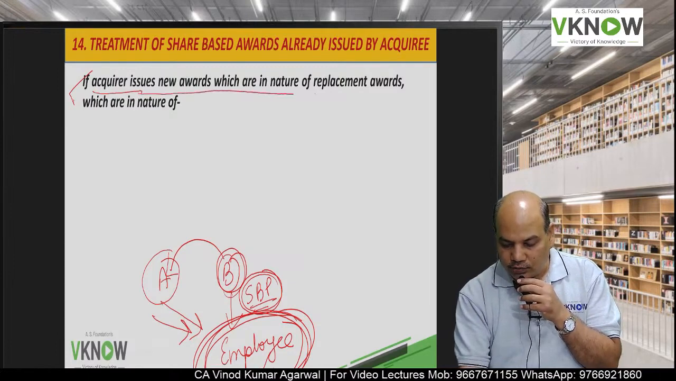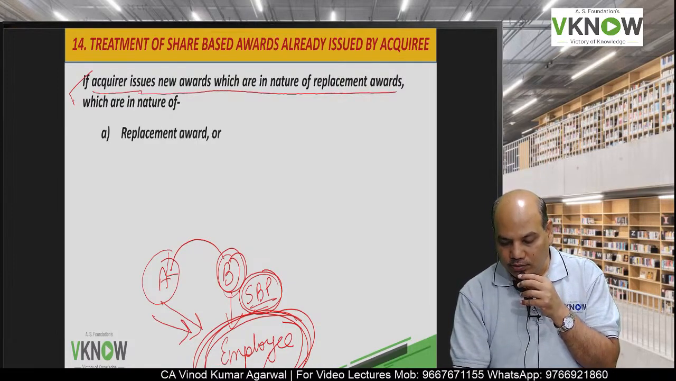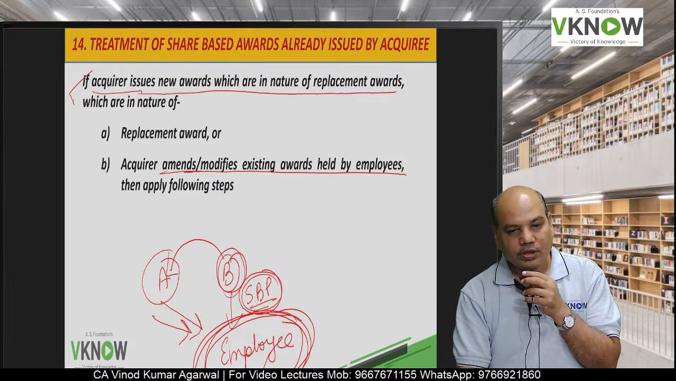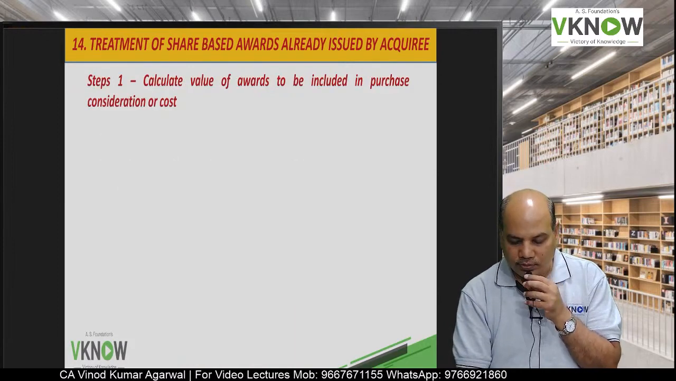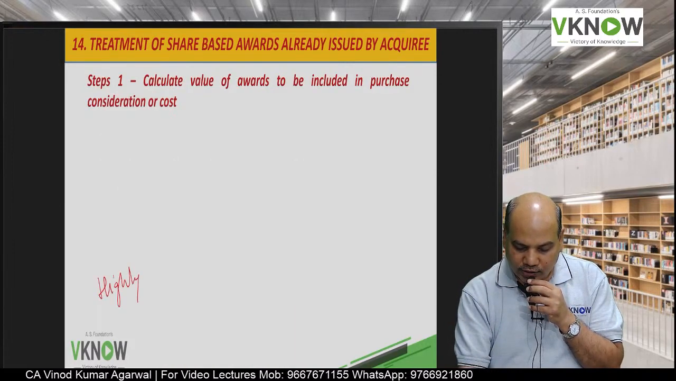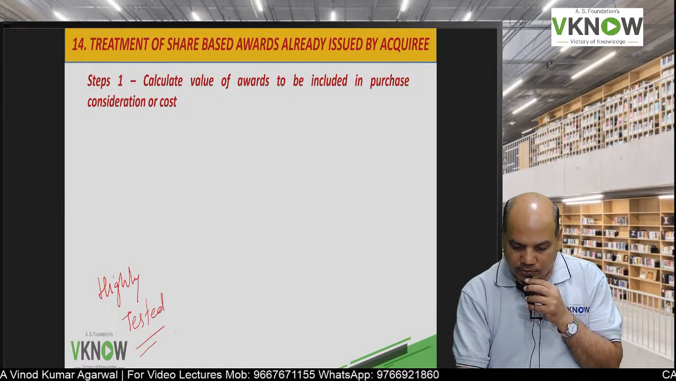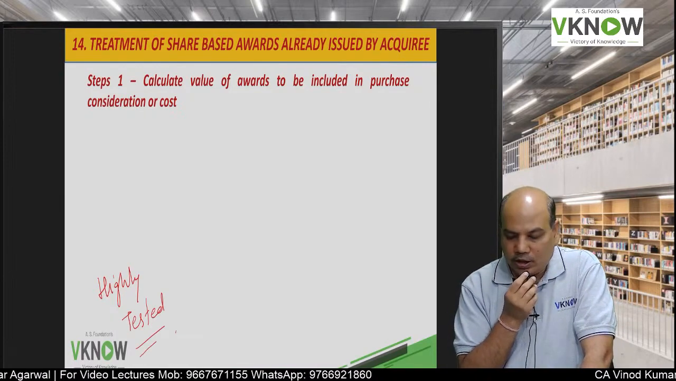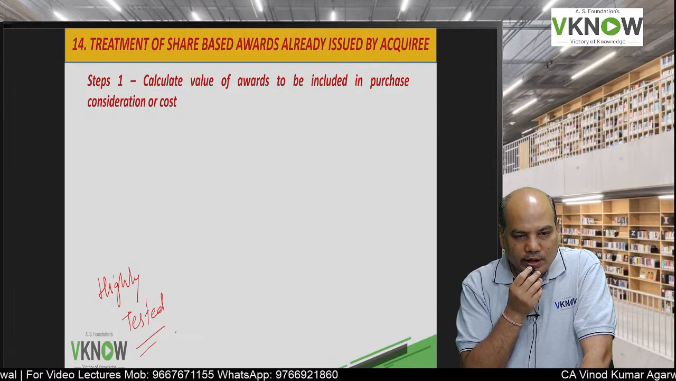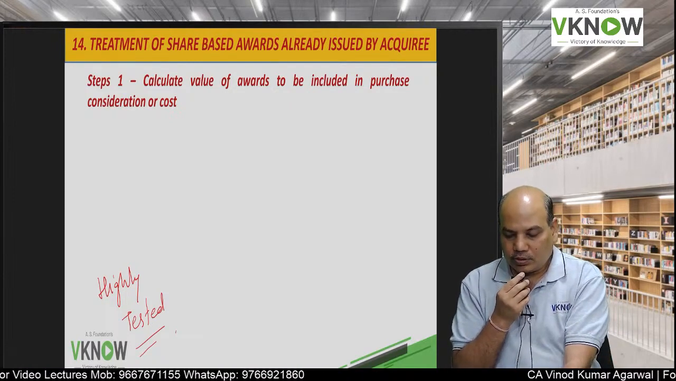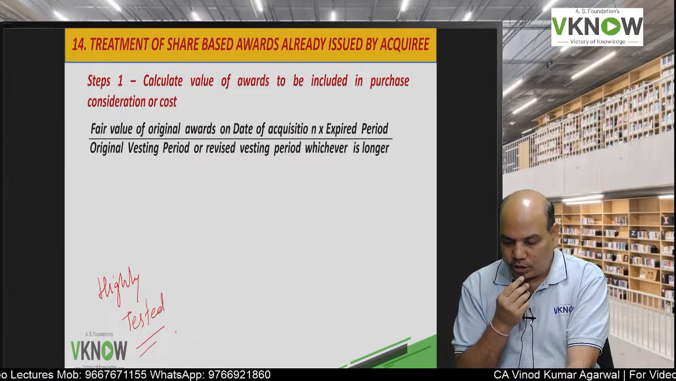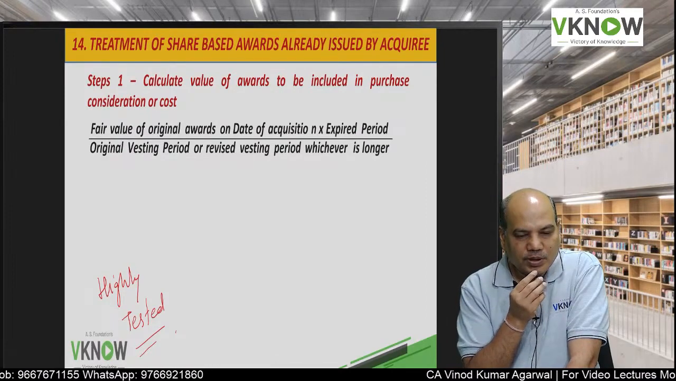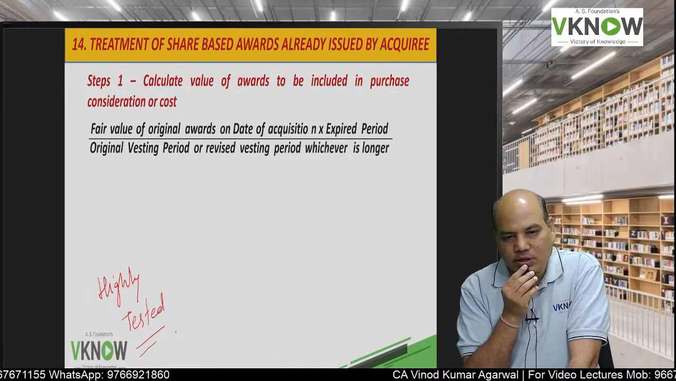So if it issues new award which are in the nature of replacement award or which are amendment or modification to existing award, then we'll follow the following steps. Pay attention. Highly tested in the exam. If the acquirer company issues share-based payment award which is held by the employee of the acquiree, how will you deal with it? So first you calculate the value of award to be included in purchase consideration. How much of that SBP award will be forming part of purchase consideration?